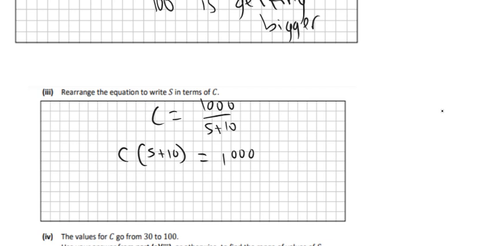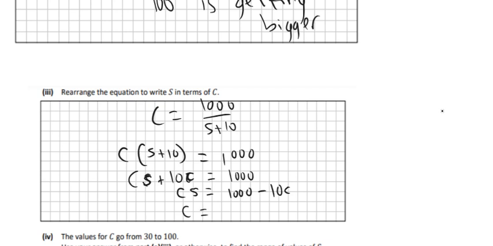So I've got CS plus 10C when I multiply out the brackets. That's an S, it looks a little bit like a 5. That's a C, equals 1000 still. I need to get S in terms of C, so I just need to get S equals. So I need to get everything else to the other side. So I'm going to move over 10C first of all. So 1000 minus 10C. And then I'm going to move over the C and divide it.